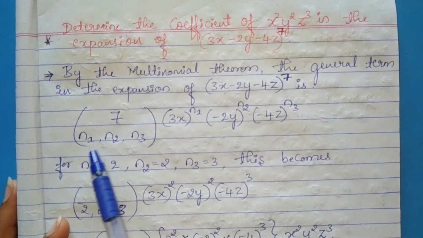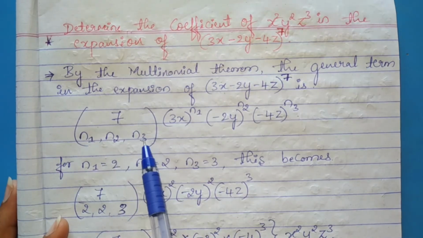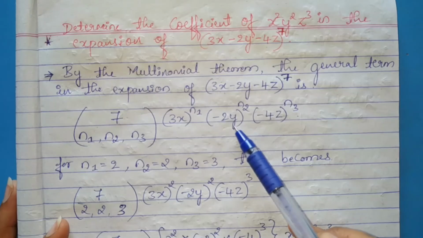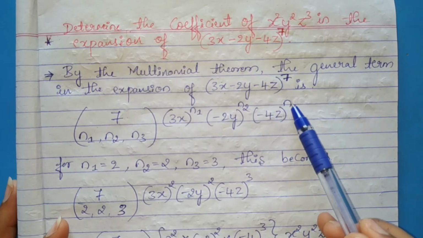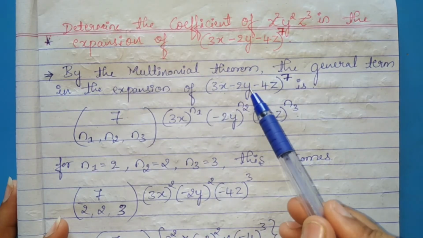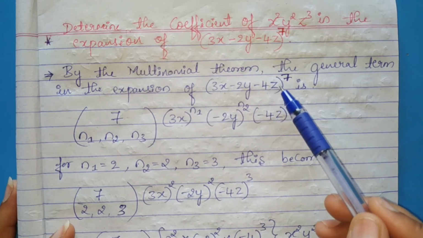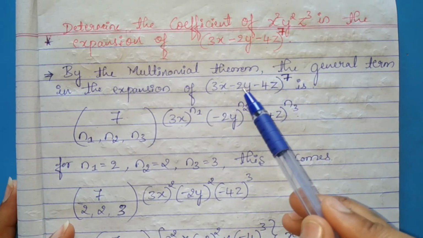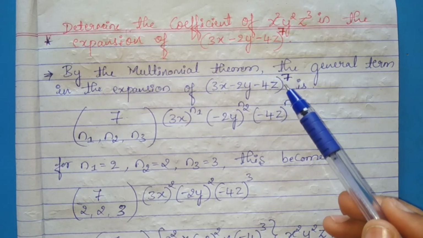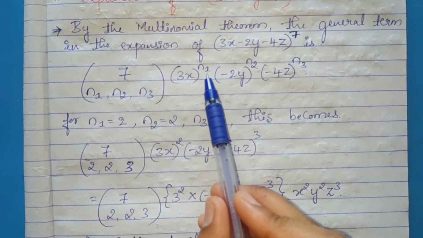n, n1, n2, n3. So here 3 terms are there. So n1, n2, n3. So n is equal to 7. Okay. Then x raised to n1, y raised to n2, z raised to n3. But here in this case x is equal to 3x and y is equal to minus 2y because we have x1 plus x2 plus x3 like that. Therefore here we have to take minus 2y and z as minus 4z. Okay. So then we have to choose n1, n2, n3.